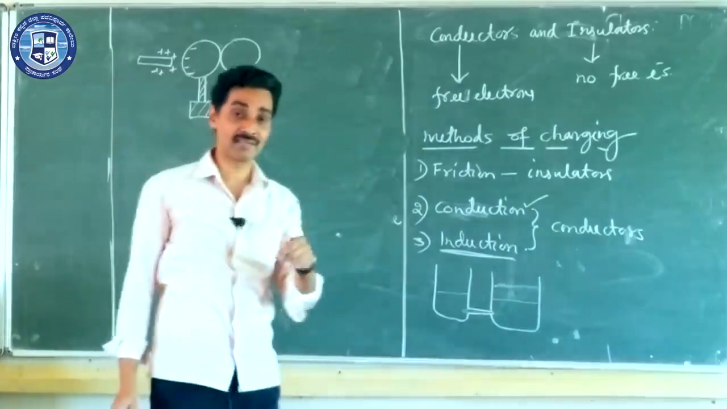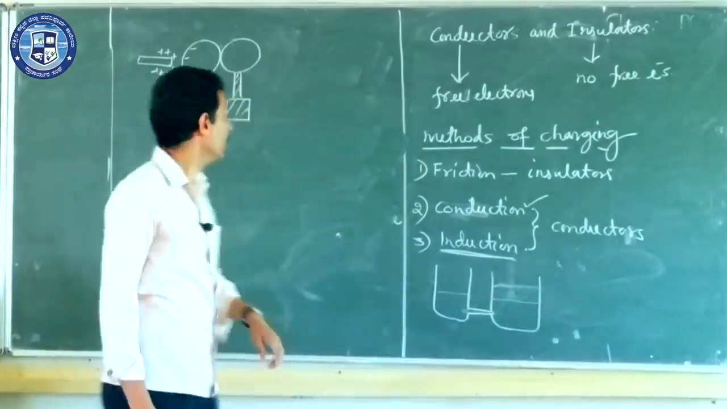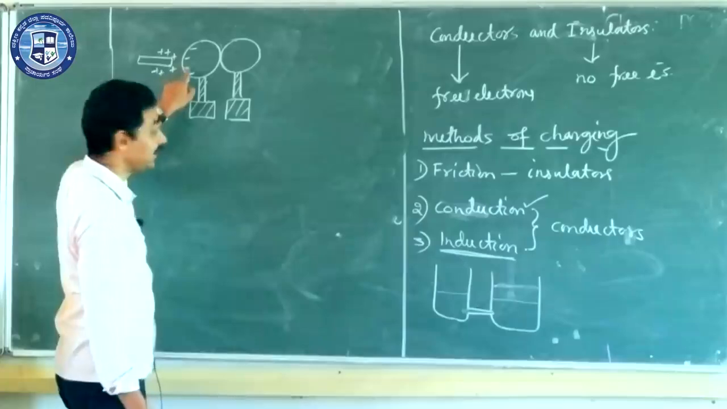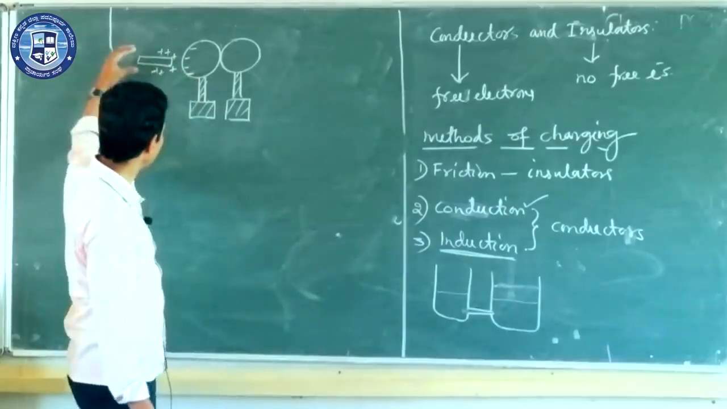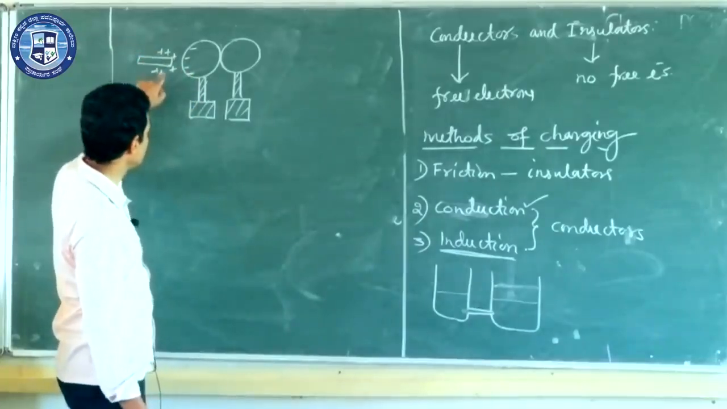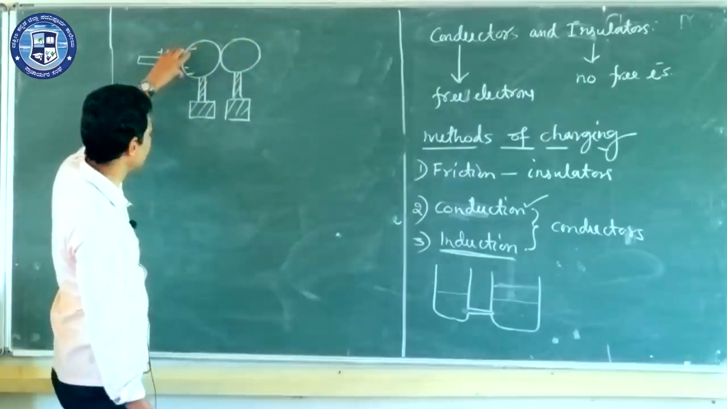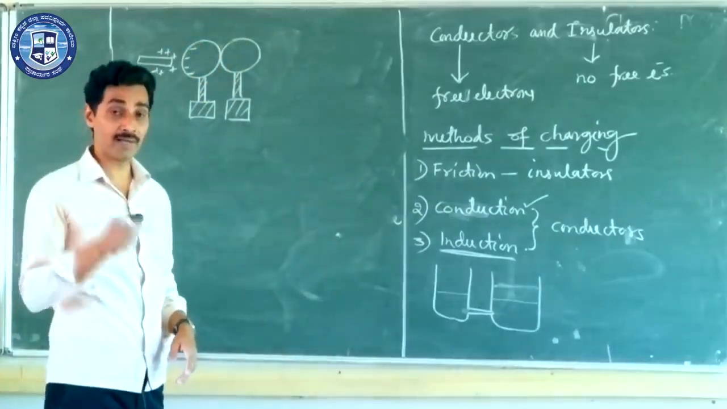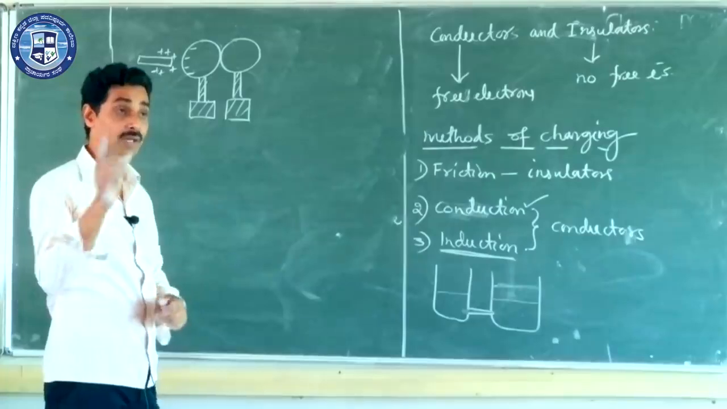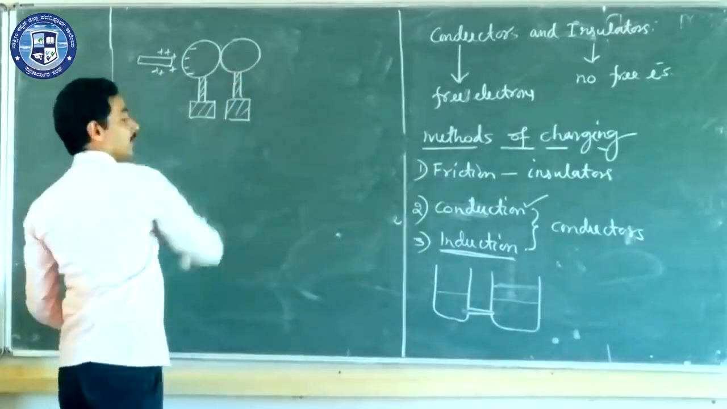And we call this induction. This is not conduction. This has not been in contact with this conductor. Simply I have brought it very close. Since this is positively charged, some of the electrons will get attracted. Conductors have plenty of free electrons. This can happen only in conductors. Electrons get accumulated in this end.